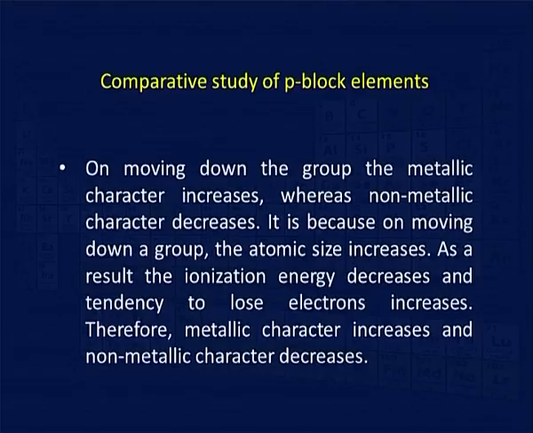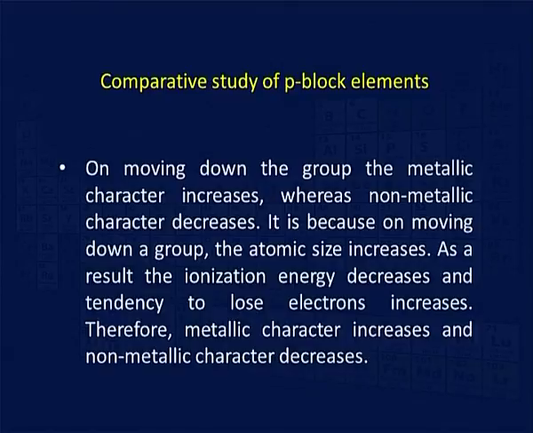On moving down the group, the other half of the discussion, metallic character increases, whereas non-metallic character decreases. It is because on moving down a group, the atomic size increases. As a result, the ionization energy decreases because the size is increased, so less energy is required. So on moving from top to bottom, the ionization energy obviously decreases, and hence the tendency to lose electrons also increases.